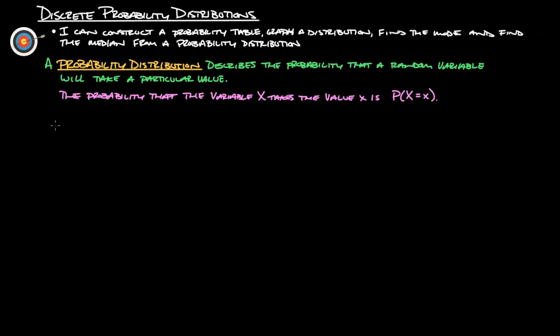Okay, so first thing, what is a probability distribution? A probability distribution describes the probability that a random variable will take a particular value. The probability that the variable X takes the value lowercase x is signified by writing P(X = x). I know right now this does not make a lot of sense, but we are going to get there.